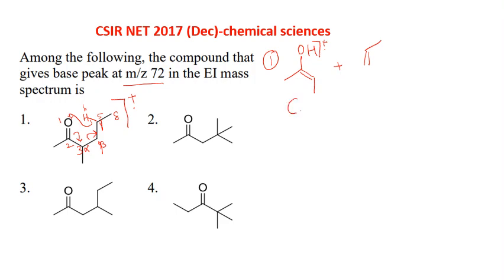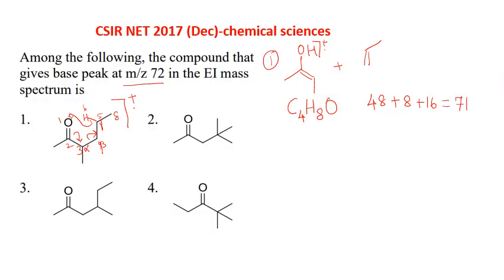So 4 carbons we have, and hydrogen CH3, CH3, 6, 7 and 8. So 8 hydrogens, and we have 1 oxygen. And we know each carbon has the mass of 12. So 12 into 4, that is 48. And each hydrogen is having the mass of 1. So 8 hydrogens, and the mass of oxygen is 16. So when we add all these things, we are getting 71.